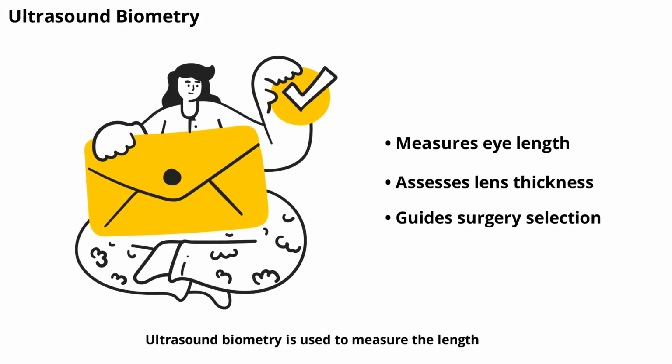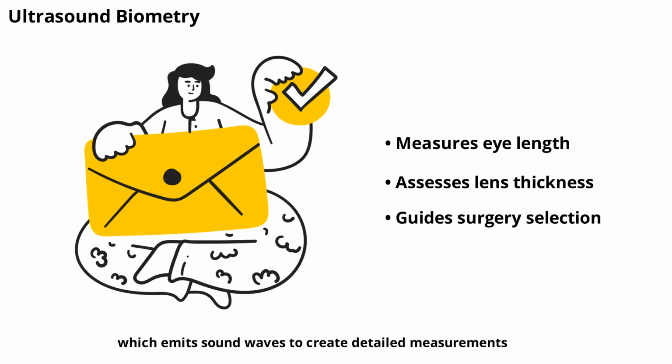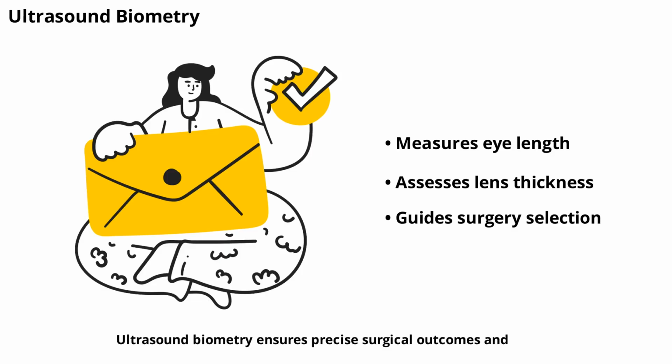Ultrasound biometry is used to measure the length of the eye and the thickness of the lens. This information is crucial for planning cataract surgery and selecting the appropriate intraocular lens. The test involves placing a small probe on the eye's surface, which emits sound waves to create detailed measurements. Ultrasound biometry ensures precise surgical outcomes and helps tailor treatment to each patient's unique needs.